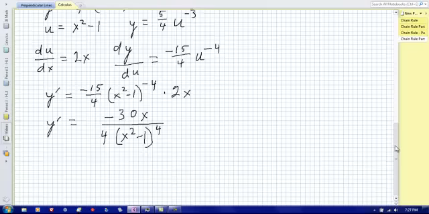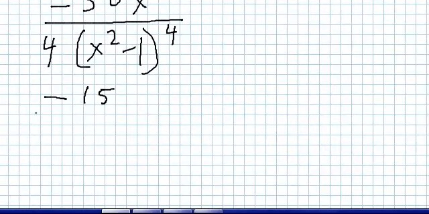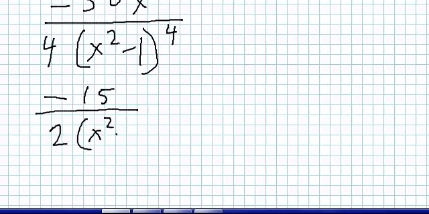I can do one more simplification since there's a common factor of 2 between the 30 and the 4. Notice this is all one term, just two factors multiplied together. It's this times all of this. So I can divide out the 2. I've got negative 15x over 2 times (x squared minus 1) to the 4th power.